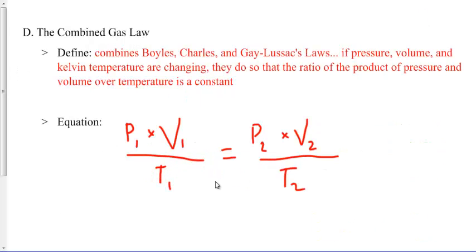The other law that we want to talk about today is the combined gas law. This combines the 3 that we've talked about: Boyle's, Charles', and Gay-Lussac's laws. If pressure, volume, and Kelvin temperature are changing, they do so such that the ratio of the product of pressure and volume over temperature is a constant. We're just going to combine those other 3 laws. P and V were multiplied, and each of them had been divided by T. So we put it all together: P1 times V1 over T1 equals P2 times V2 over T2.